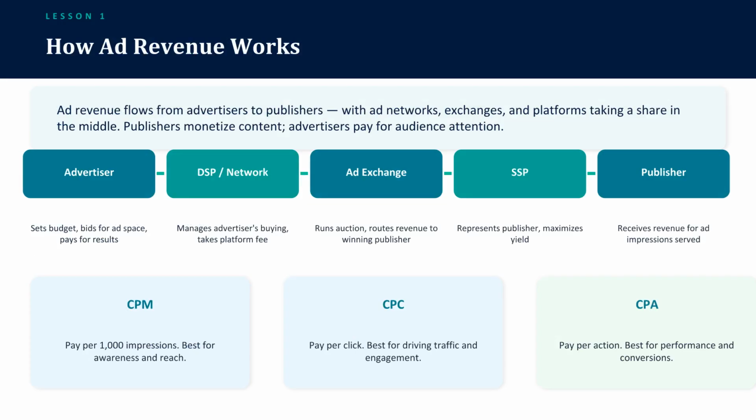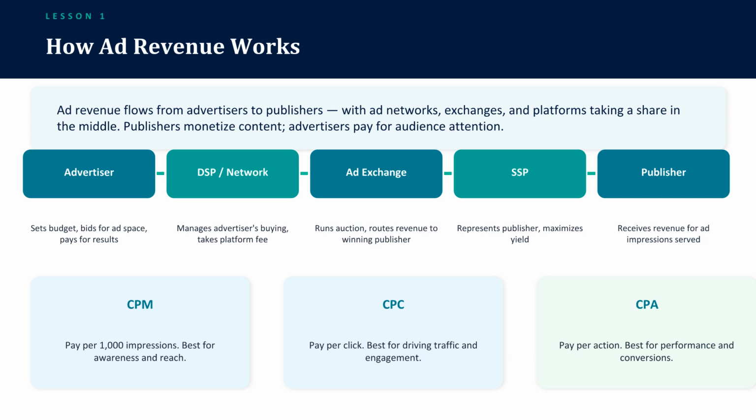Ad revenue is the economic engine of the internet. An advertiser sets a budget, say $100,000 for a quarter, and wants to use it to reach their target audience online. That budget flows through a DSP or ad network, which takes a platform fee, often 10 to 20%. The remainder goes into the ad auction through an ad exchange. The exchange takes another small percentage, typically 5 to 15%. The winning amount flows through the publisher's SSP, which takes its own fee, and finally reaches the publisher.